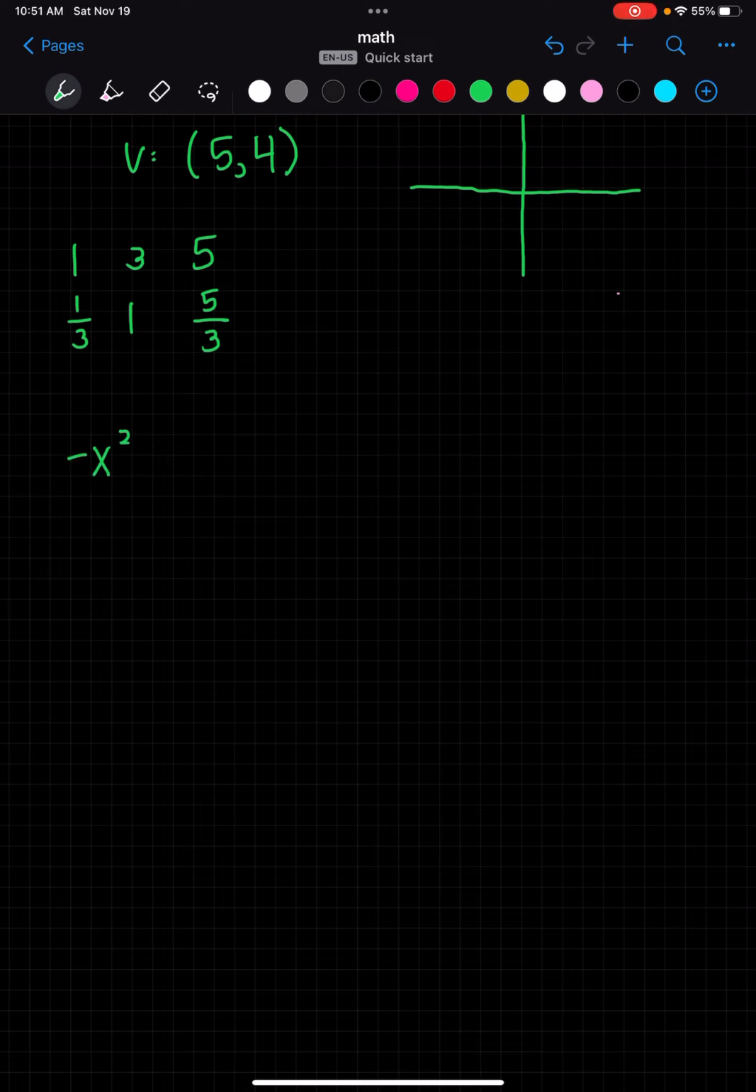Number 6 says negative x squared plus 16x plus y minus 62 equals 0. The first thing I'm going to do with parabolas is solve this for y. If I solve this for y, I would get y equals x squared minus 16x plus 62. This is called standard form. We want to put it in vertex form. It's just easier to get it into standard form first to kind of start fresh.